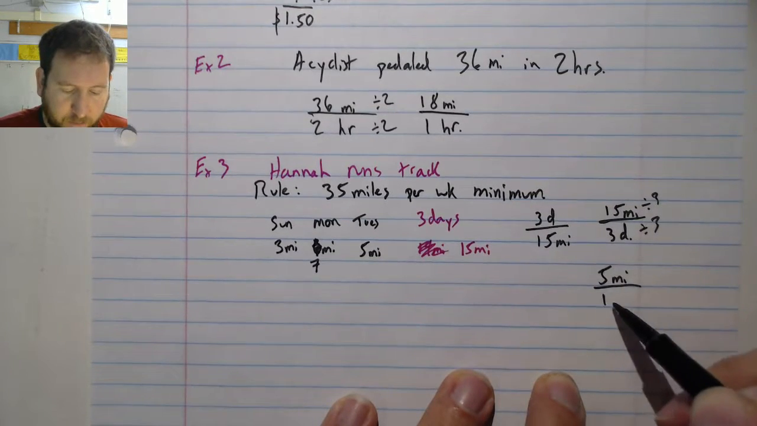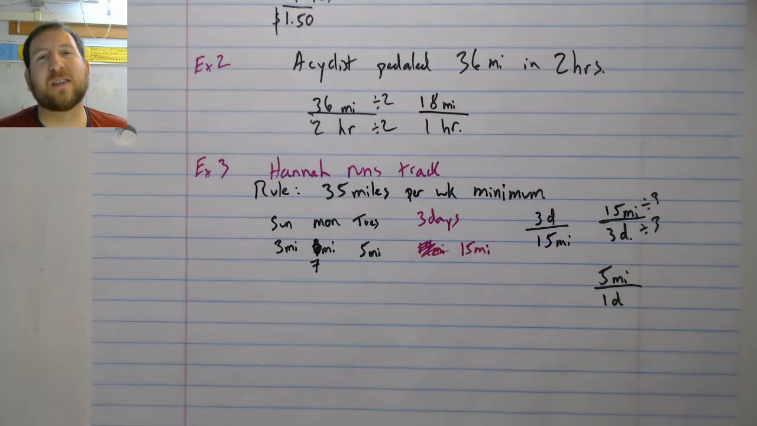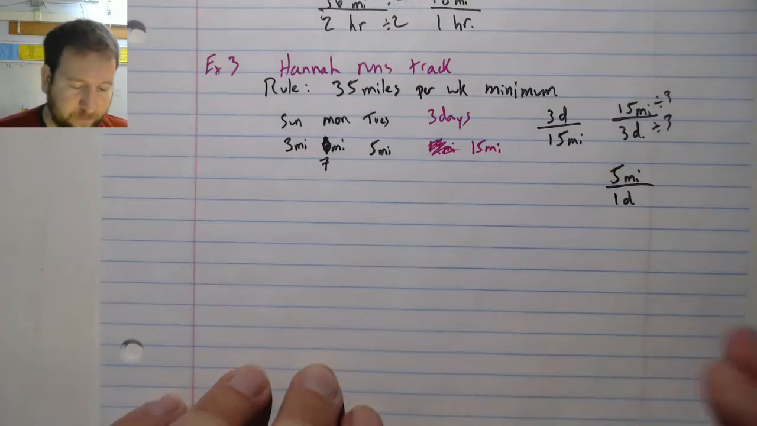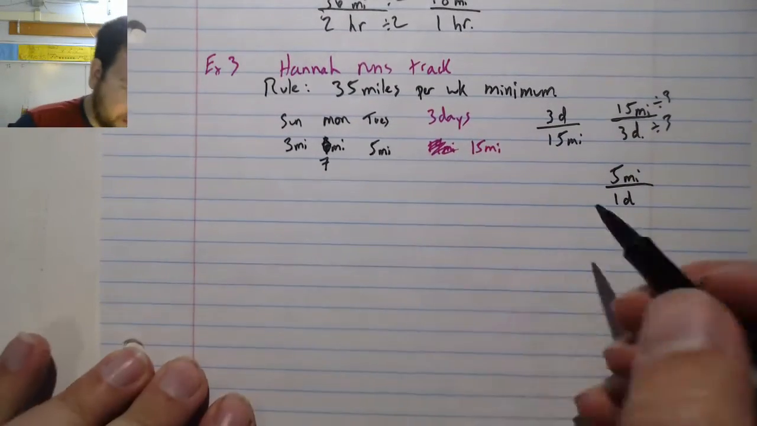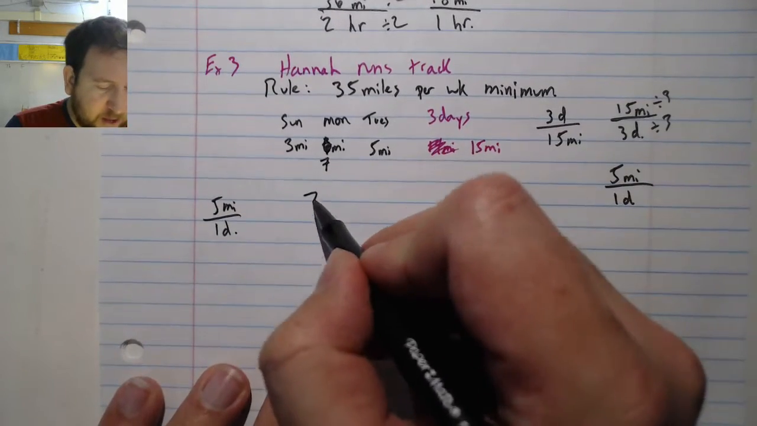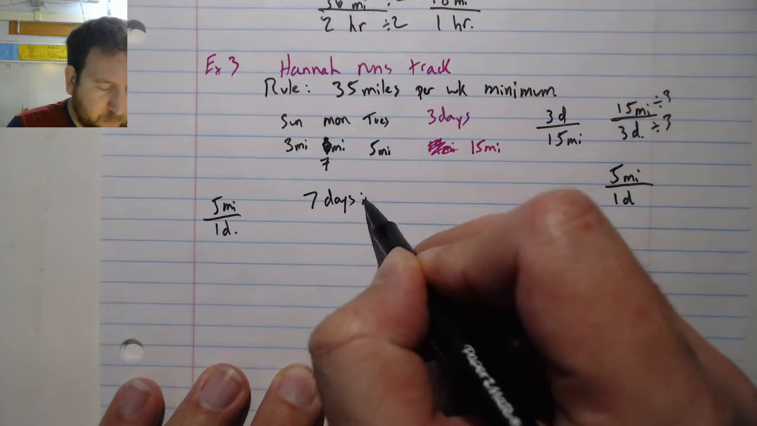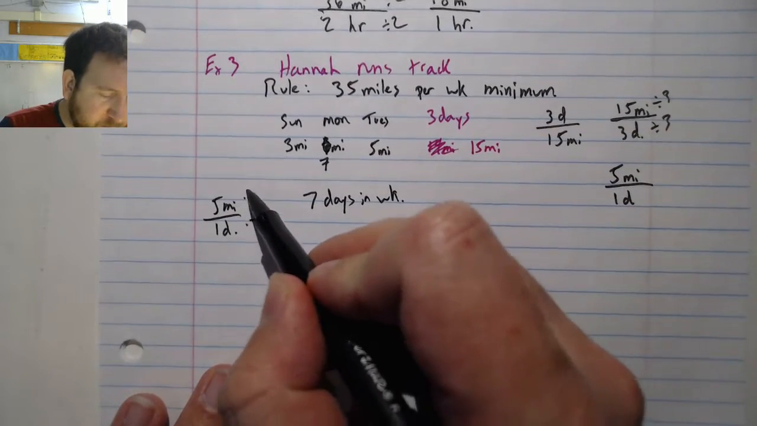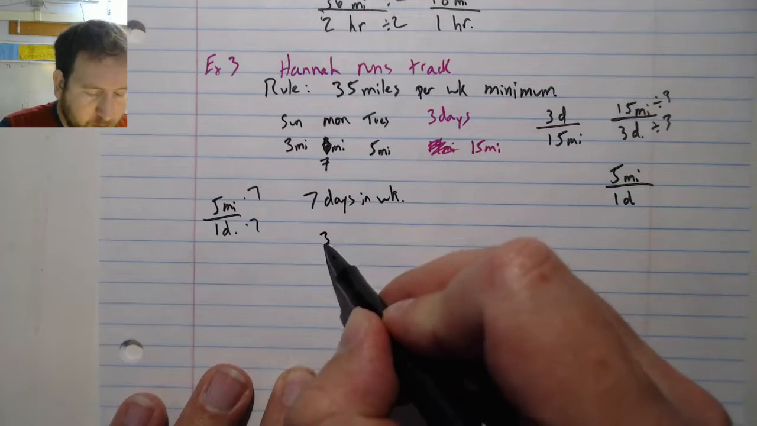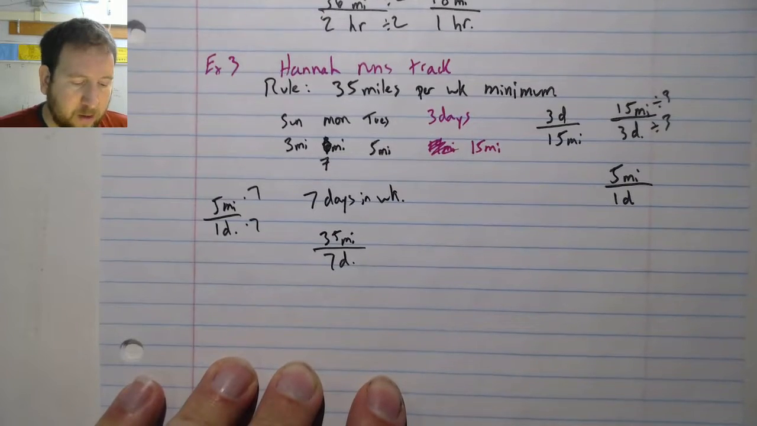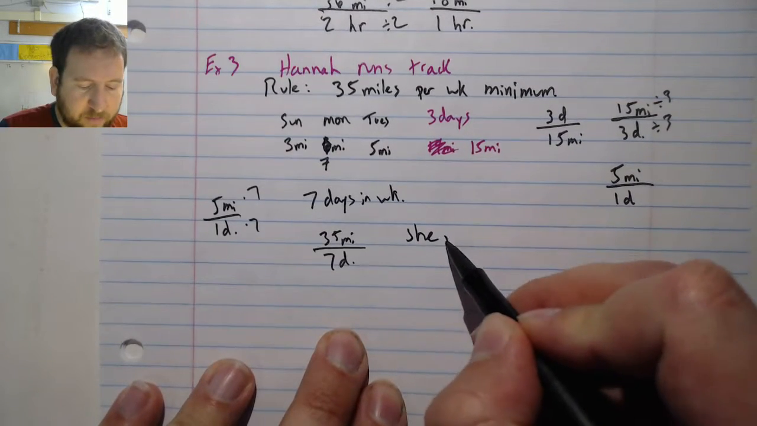miles per day. Now the question is, if she continues at this rate that she's running, will she meet the minimum requirements from her coach by the end of the week? Okay, so I'm going to move it over here because I made a lot of space and mess over here. I am at 5 miles per day, and there are 7 days in a week. So let's see how many miles she would run the whole week. 5 times 7. So in 1 week, she would run 35 miles in 7 days. And that's exactly the amount of miles that she needs to run. So she is on track.